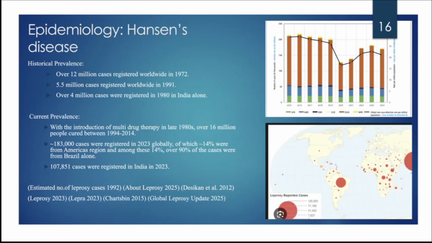But after the MDT drug therapy or method was introduced in the late 1980s, more than 16 million people were cured by giving the vaccines to different people. And our current prevalence in terms of data would be about 183,000 cases registered in 2023, which is definitely a significant drop compared to millions of cases back in 1972 and 1991. So definitely people are seeing a lot of success with this MDT therapy, but still a lot of cases are still getting registered. And primarily, two countries still lead the charts in terms of this disease. One is Brazil, the other one is India, even with the introduction of different types of vaccines.